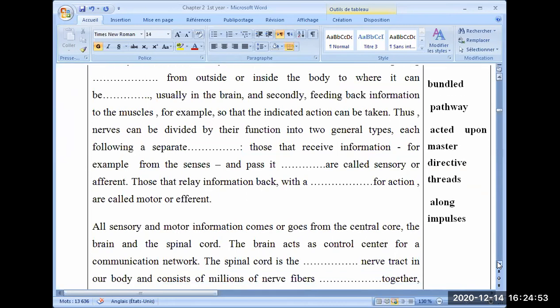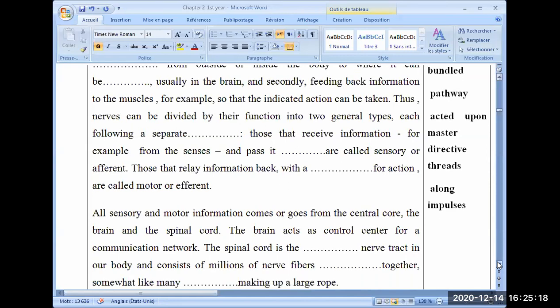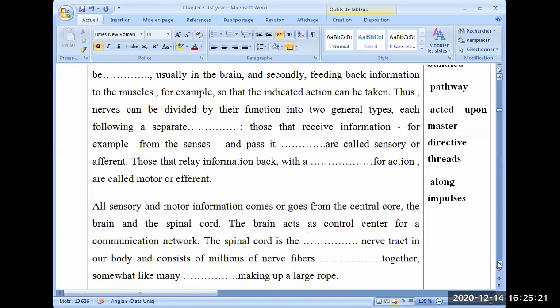All sensory and motor information comes or goes from the central cord, the brain and the spinal cord. The brain acts as control center for the communication network. The spinal cord is the master nerve tract in our body and consists of millions of nerve fibers bundled together, somewhat like many threads making up a large rope.